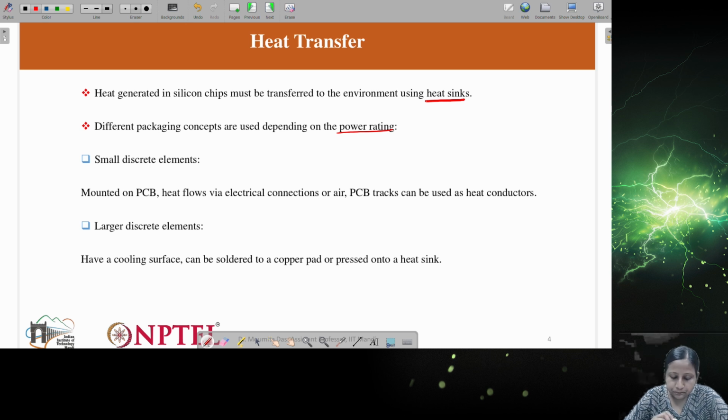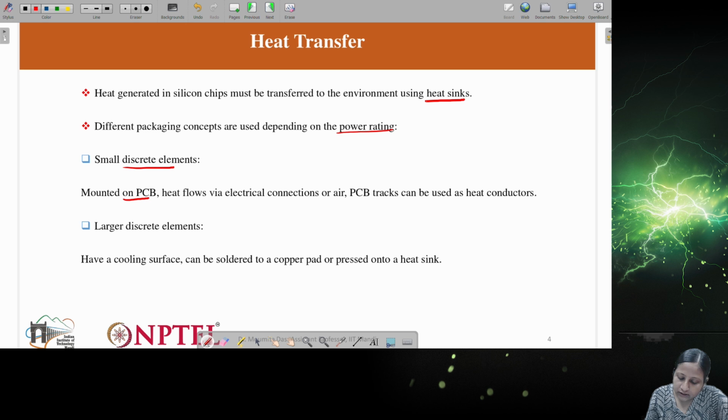Okay. Now if the devices are small discrete elements, small means I have already told under discrete, there can be SMD or TO series which are having long leads. If small discrete elements are there, it is mostly SMD kind of devices which can be mounted on PCB. So SMD devices don't have much place to connect the heatsink as compared to the TO series or the components which are having long leads.